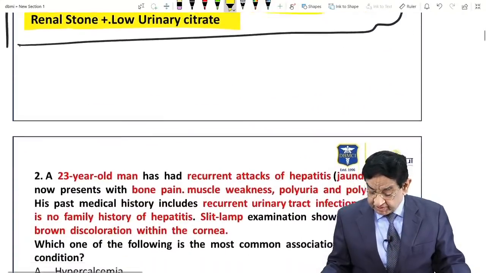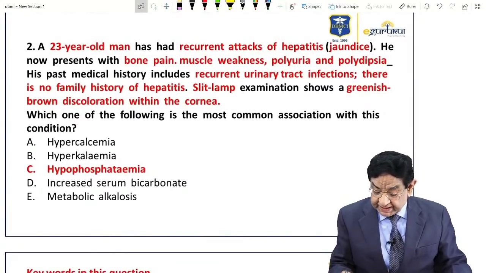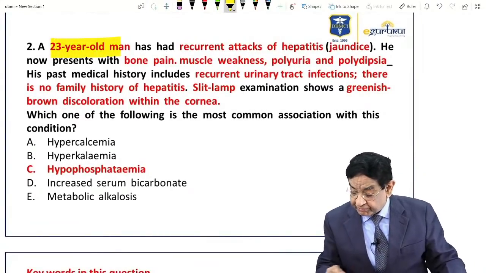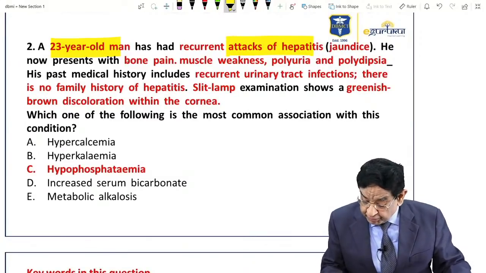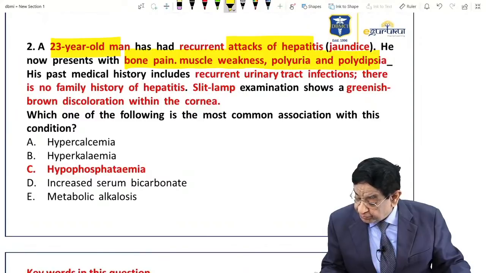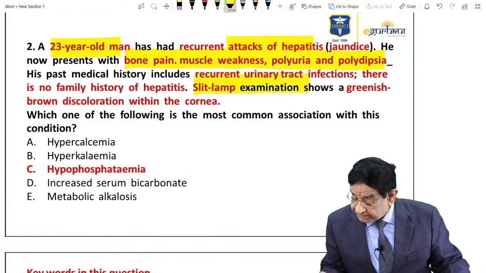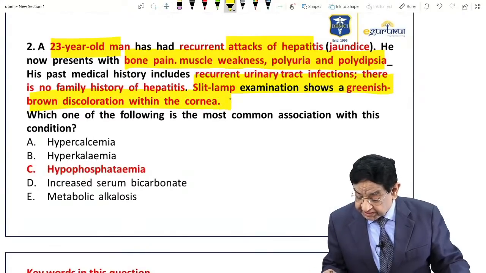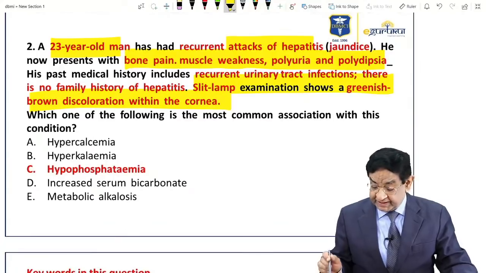With this background, now we go to question number 2. We are getting a 23-year-old man with recurrent attacks of hepatitis, jaundice, bony pains, muscle weakness, polyuria, and polydipsia. Slit lamp examination shows greenish brown discoloration in the cornea. What is this? Now the question is very easy.